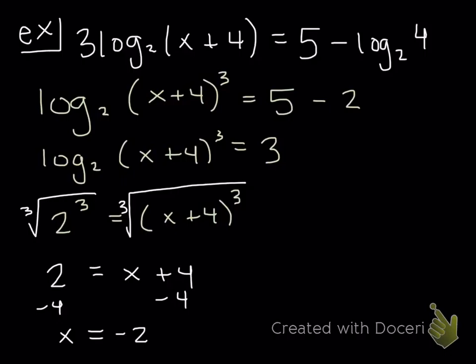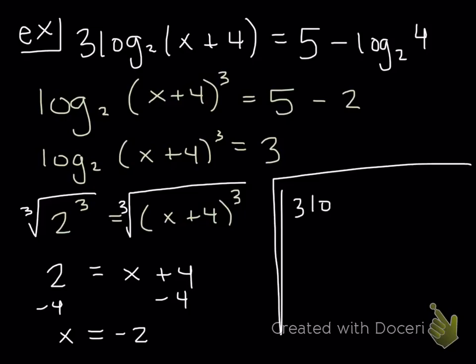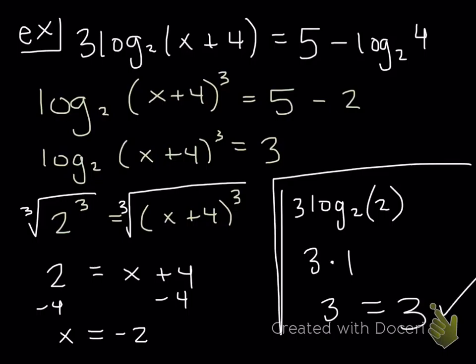Now, we do have to check this one, so don't think that all negative answers get tossed out automatically. If I did the check, I'd have 3 log base 2 of, negative 2 plus 4 is a positive 2. I know log base 2 of 2 is 1, so 3 times 1 is 3. And notice on the right-hand side I had 3. So this checks even though it was a negative answer. So that's all for today. We're going to pick up with more practice on this tomorrow.